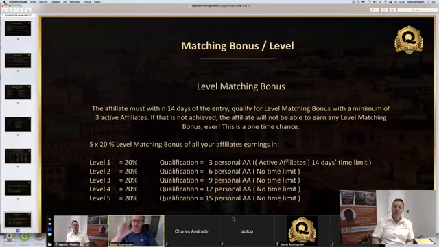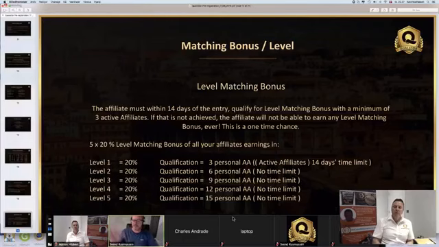If you sponsor 3 people within 14 days, then this level matching bonus is open for you forever. If you do not do that, then you will never be able to achieve it, ever. This bonus is created to help the people who take action now. Whether they can only sponsor 3 or 30, doesn't matter. If you take action and sponsor 3 people within 14 days, the level matching bonus is open forever. And there's no time limit on achieving level 2, 3, 4, and 5. So that is very important.